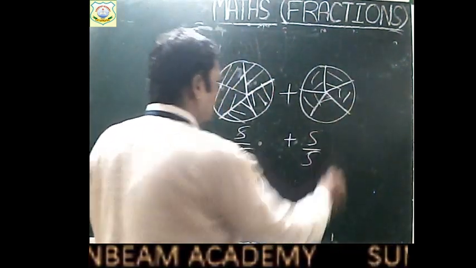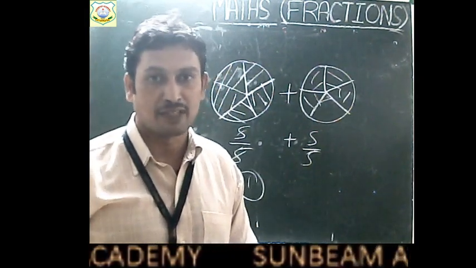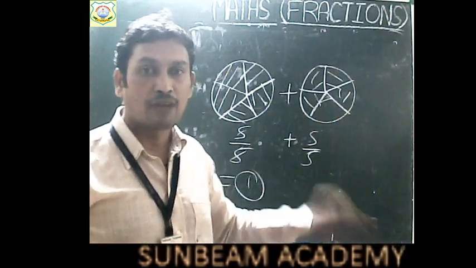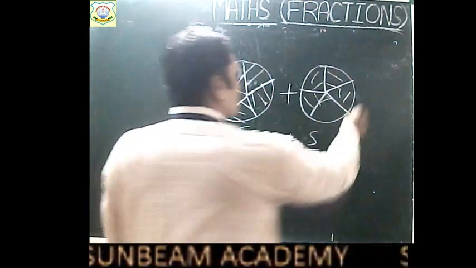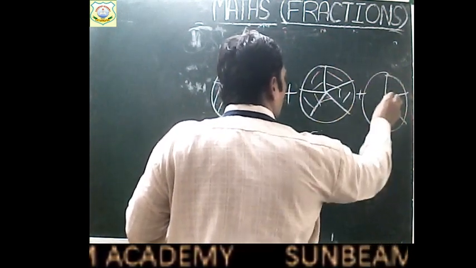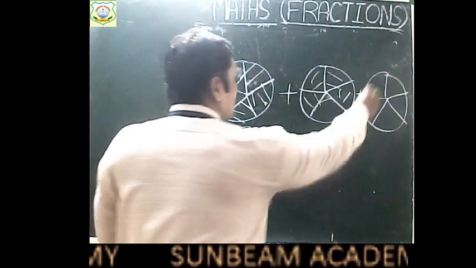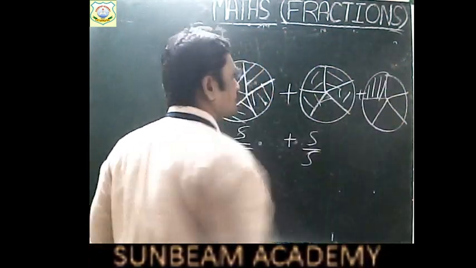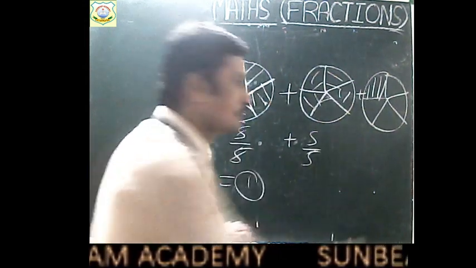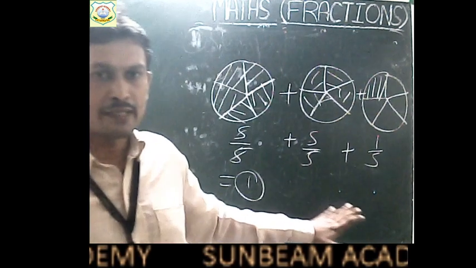5 by 5, 5 by 5, 5 by 5 2 times, that means 10 by 5. Okay, 5 5 10, you have taken 10 parts out of 5 partitions. Now in the third apple, suppose you have chosen only one part out of 5 partitions. One part. Yes children? So 1 out of 5. So in the third apple you will get 1 by 5 children, right?